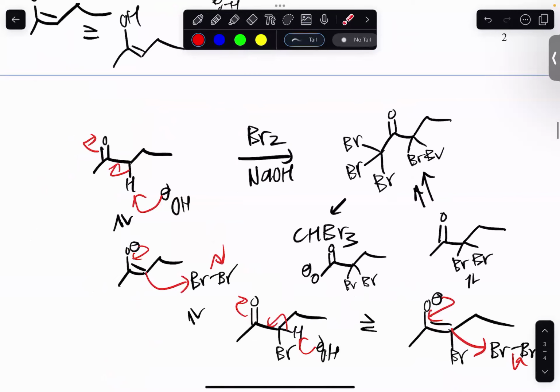But in basic conditions, we do not have an acid to protonate that carbonyl oxygen, but we do have a base, which will still do an acid-base reaction, but this base will deprotonate the acidic alpha hydrogen here. Because the whole chapter is about how the alpha hydrogen is slightly acidic, right? Yeah, that's right.